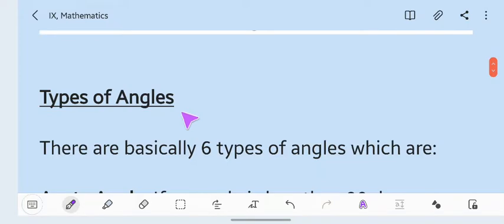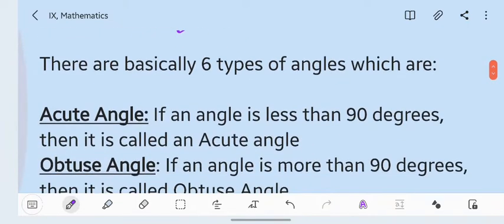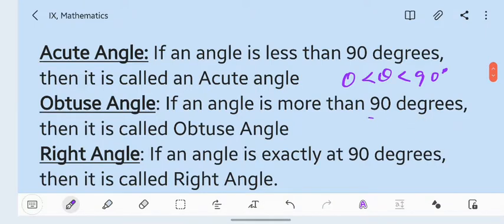Going forward, we have types of angles. There are basically six types of angles, the first being acute angles. If an angle is less than 90 degrees, then it is called an acute angle, so the angle formed is more than 0 and less than 90 degrees. Obtuse angle: it's more than 90 degrees but less than 180 degrees, so it is the 90 to 180 range. Here is theta, more than 90 and less than 180.